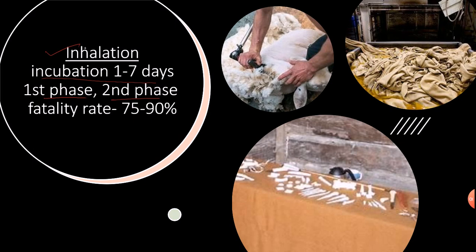On the other hand, in the first phase, the animal is going to feel mild fever and malaise. In the second phase, the animal is going to feel respiratory distress, and along with this, dyspnea, breathing problems, and cyanosis, and that can occur within 2 to 3 days as well. So for inhalation, humans can acquire this by working with wool, tanning the wool, and working with the bones of the animal.